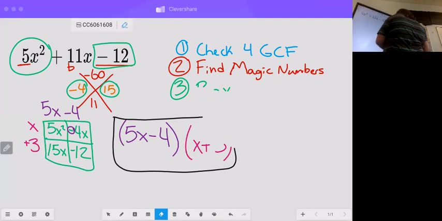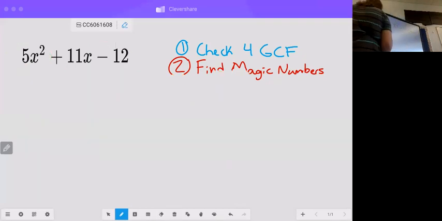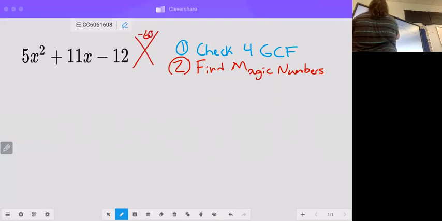The first two steps are the same. We're gonna find our magic numbers the same way, so we're gonna end up with the same numbers. Let me just draw that in again, just so we remember. Our magic numbers, on top we've got negative 60, and on the bottom we had 11. So to get there, we're going to need negative 4 and 15. Those are our magic numbers.